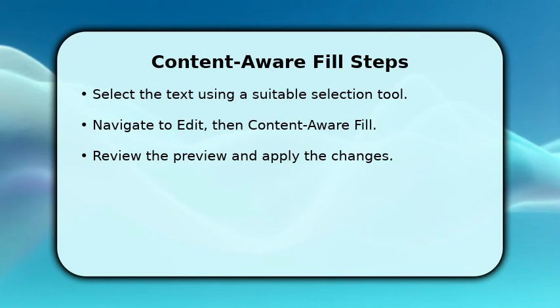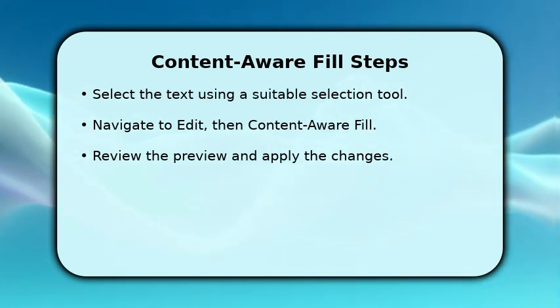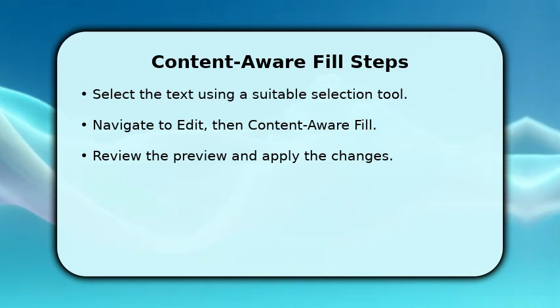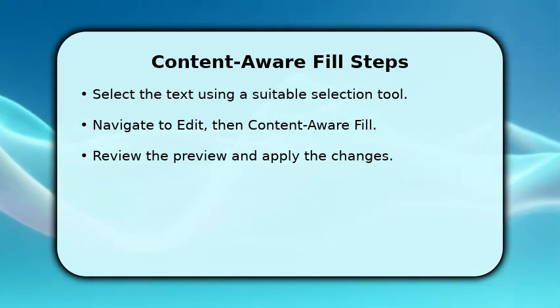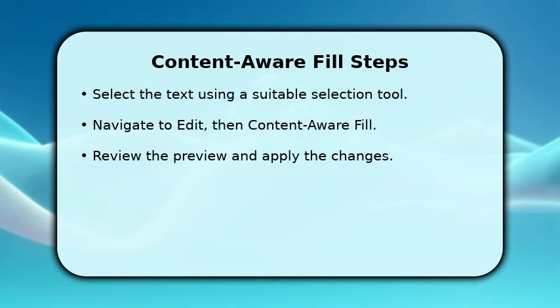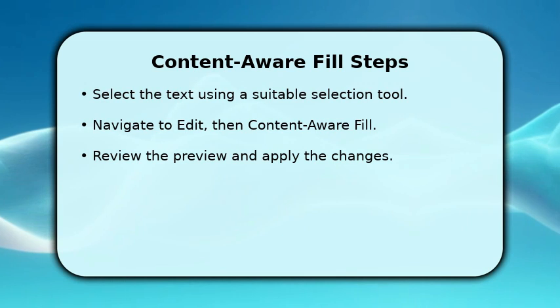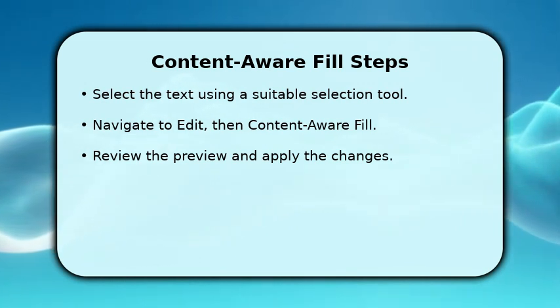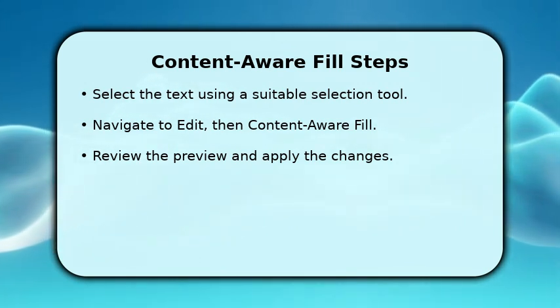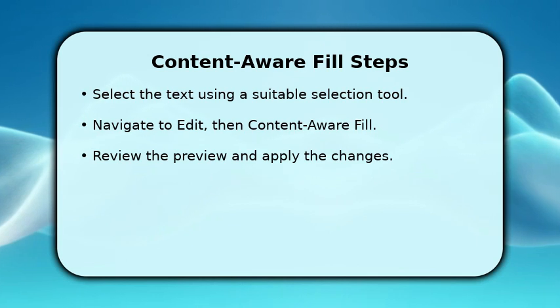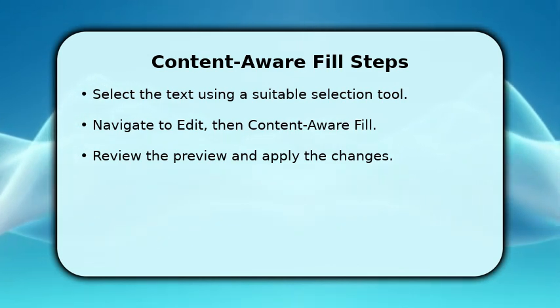To begin, use a selection tool like the lasso or rectangular marquee to carefully outline the text you want to remove. Ensure your selection is tight around the text, but includes a small margin of the surrounding background. Next, go to the Edit menu and choose Content-Aware Fill. Photoshop will then generate a preview, allowing you to fine-tune the sampling area before committing to the removal.